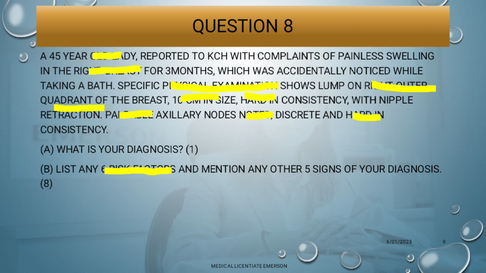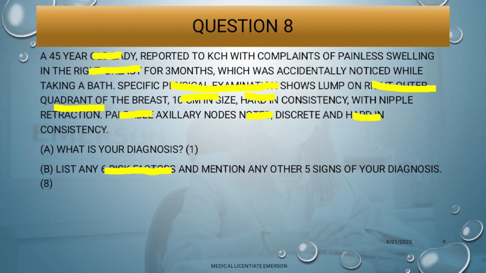Then under non-modifiable, we have gender, which is more common in females. You can have age, postmenopausal. You can have early menarche, late menopause. You can have genetics, where there's family history. Those are some of the non-modifiable.